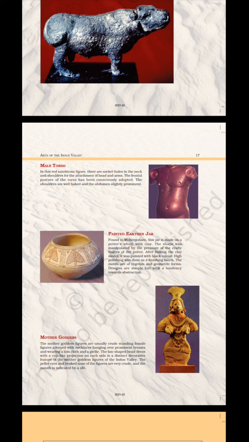Painted earthen jar. Found in Mohenjo-daro, this jar is made on a potter's wheel with clay. The shape was manipulated by the pressure of the crafty fingers of the potter. After baking the clay model, it was painted with black color. High polishing was done as a finishing touch. The motifs are of vegetal and geometric forms. Designs are simple but with a tendency towards abstraction.